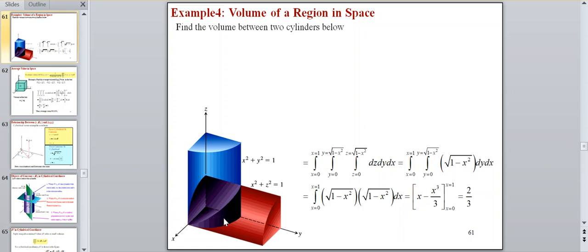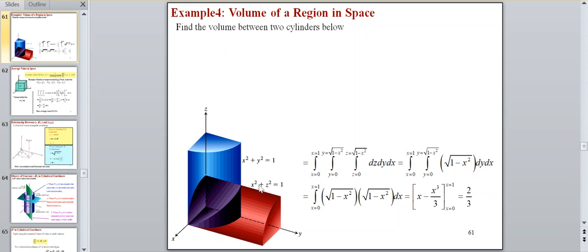The region between these 2 cylinders is this one in purple color in the first octant. So it means we have to calculate the triple integral of dV over this region. But how to describe this region to set up our integral? For this region, the lower surface is z equals 0, the base is a portion of the xy plane. So z is from 0 to the upper surface. The upper surface is a portion of this cylinder.